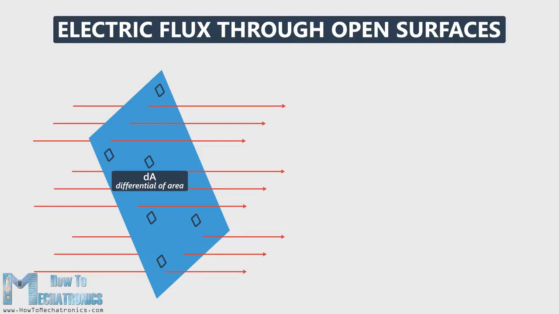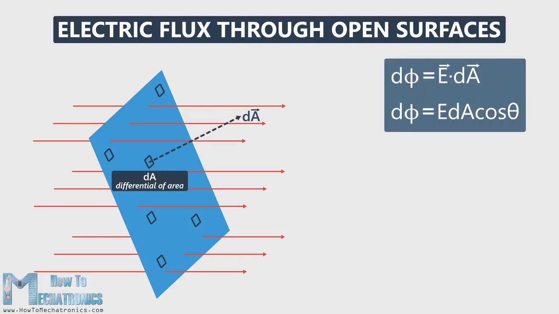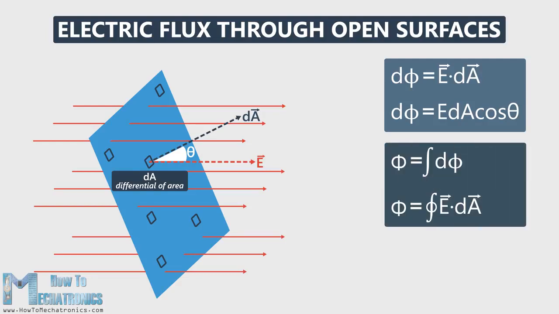Now we are going to make the area dA a vector, with a magnitude dA. The vector direction is always perpendicular to the small element dA. The electric flux that passes through this small area, dΦ, also called a differential of flux, is defined as a dot product of the magnitude of the electric field E and the magnitude of the vector area dA times the angle between these two vectors θ. The total flux is going to be the integral of dΦ, or the integral over the entire area of E dot dA.